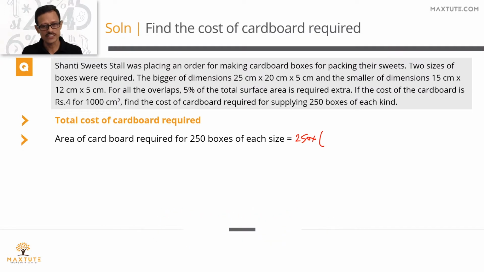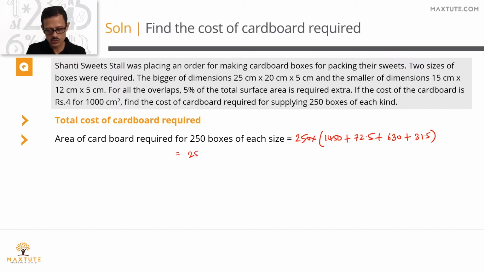Total surface area of a larger box, which is 1450, plus the overlap area at 5%, which is 72.5, plus the total surface area of the smaller box, which is equal to 630, plus the overlap area at 5%, which is going to be equal to 31.5. Let's add all of these things. Let's keep this 250 into, do this calculation in the last step. Don't do any intermediate calculations of multiplication.